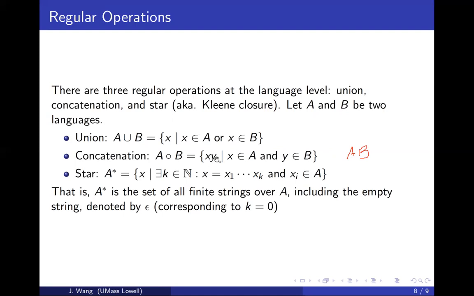We just say this Y concatenates after X. So XY. In other words, you have a string X, and then you attach a string Y after X. That's concatenation. And Kleene star, we also call it Kleene star, or just star. A star is a set of X such that X is a string over A.